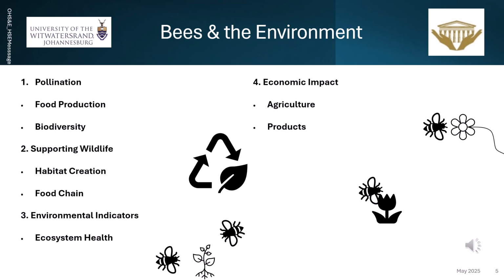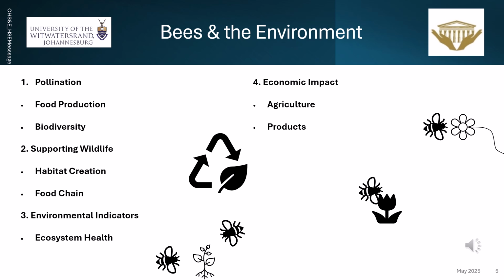Bees play a crucial role in the environment, and here's how they help. Pollination, food production. Bees pollinate many of the crops we eat, such as fruit, vegetables, and nuts. Without bees, our food supply would be significantly reduced.